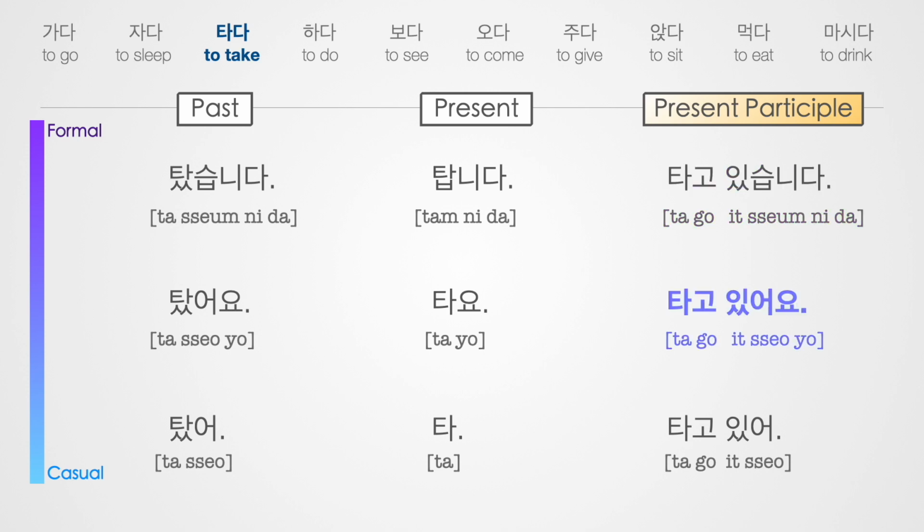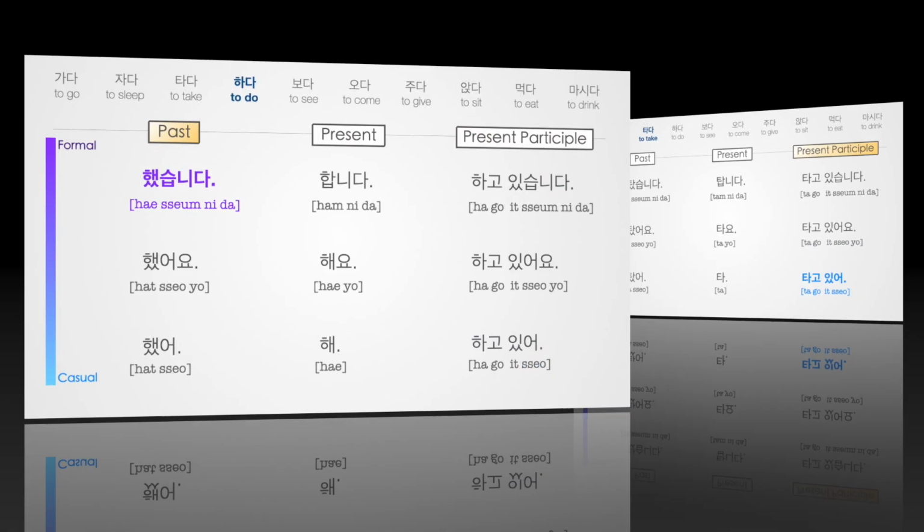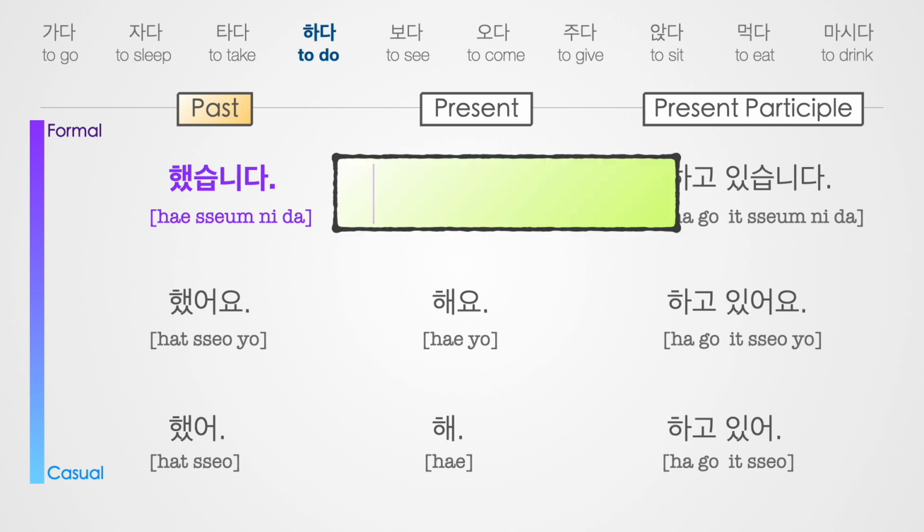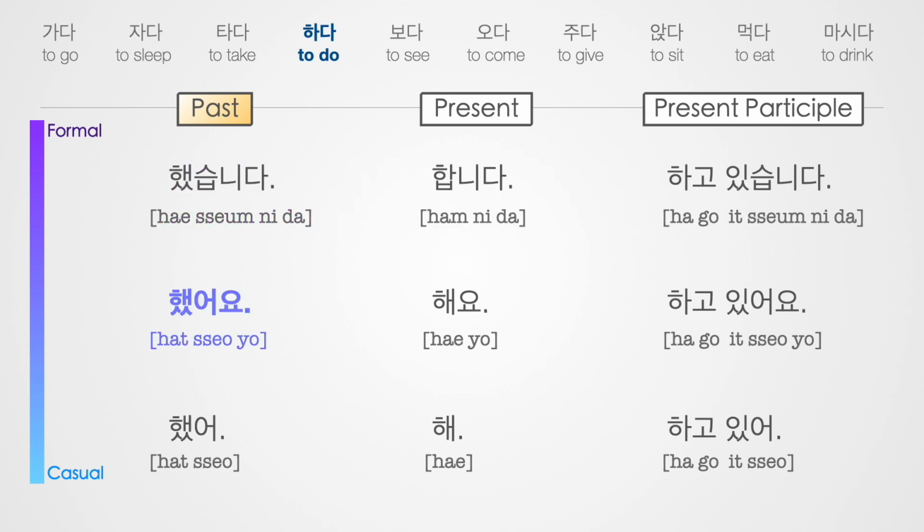타고 있습니다. 타고 있어요. 타고 있어. 하다 is one of the most frequently used verbs in Korean. To make past tense, 하였습니다 makes 했습니다. 했어요. 했어 in a casual way.